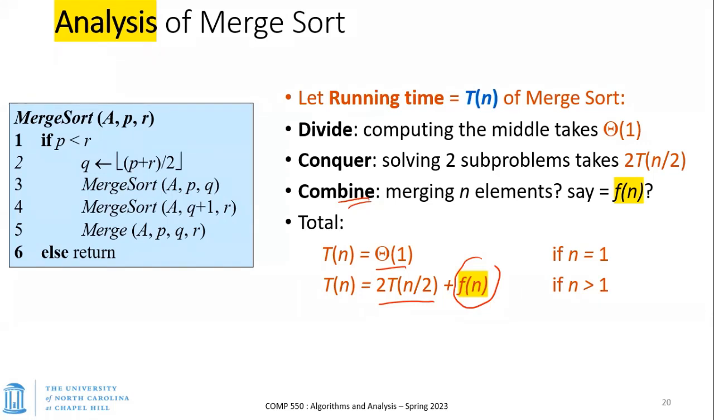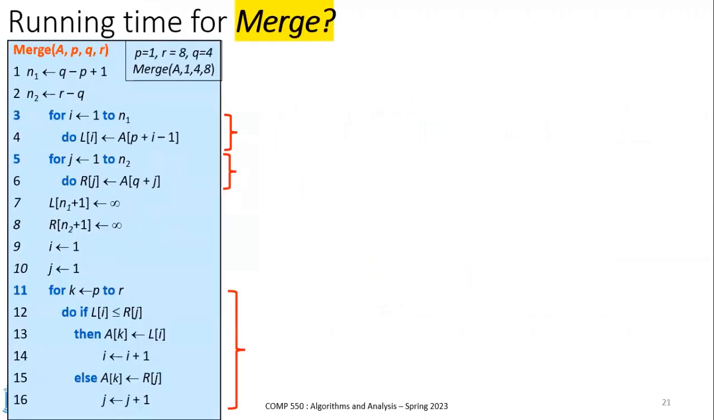Okay, so now we need to take a look at the merge program to be able to figure that out. Let's take a look at the merge program. We need to look at the entire merge program to figure out what f of n is. If n is the size of this array A that we need to merge, in other words, we're giving it 2 smaller arrays, n upon 2 and n upon 2, and these two together have to be converted into a single array of size n, then how long is this going to take?